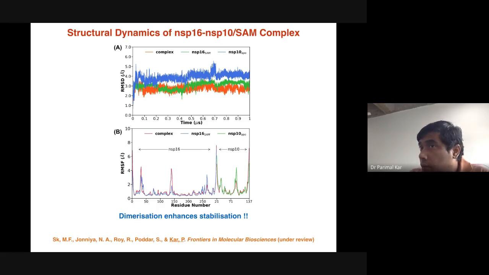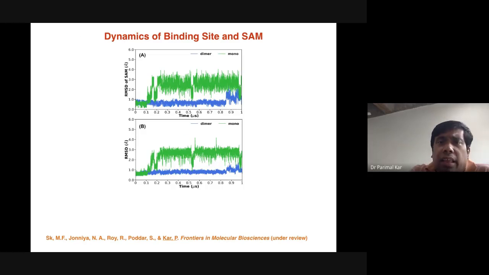That thing you can find from it. Actually, from this figure, you can also tell which are the loop regions, because loop regions are always fluctuating. So they will have more RMSF. So from this figure, actually, you can predict. And then we look at the dynamics of the binding site.